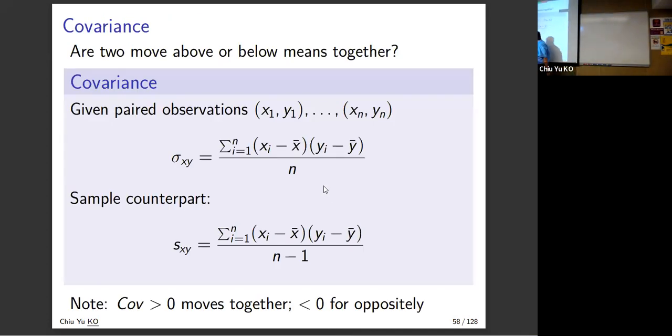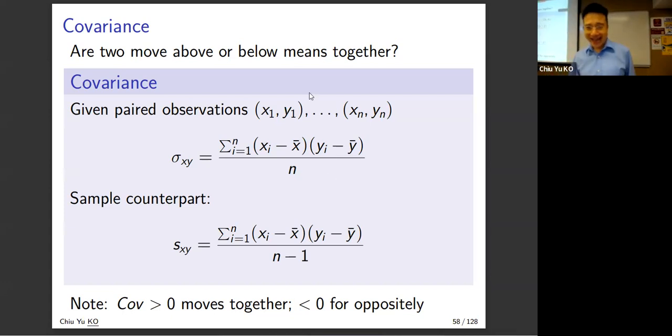If they're positive, they move together, they always go up together or go down together. When one is below the mean, the other one is below the mean. When one is above the mean, the other one is more likely above the mean. Okay, that is called the covariance measure. It just measures how strongly they move together, above the mean or below the mean.